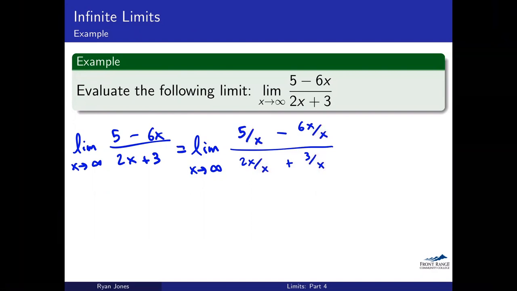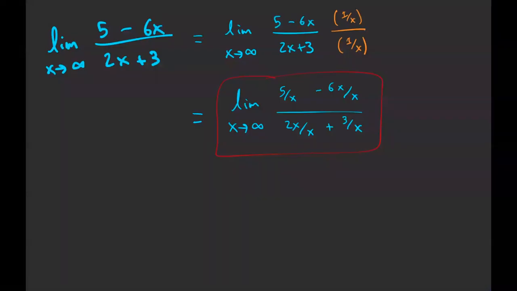So at this point, I'm actually going to use a limit property. If we use our limit properties, we can remember that we had the sum and difference property, and we also had the quotient property. I'm going to go ahead and do that here just because I've got a little bit more space. So let's take that limit property here, and let's do this. Limit as x approaches infinity of 5 over x.